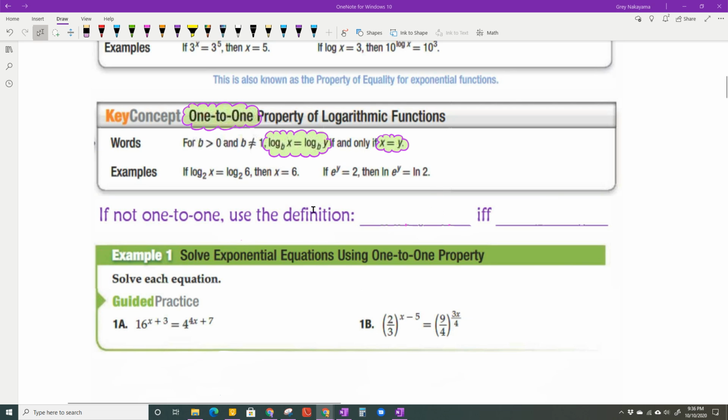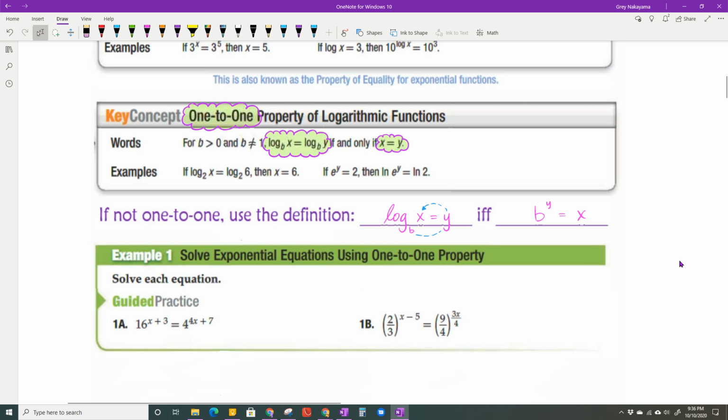So the definition tells you that the log base b of x equals y if and only if b to the y is equal to x, which is what that says. There is no typo here. That says if and only if. That's how you write that in a shorter way.